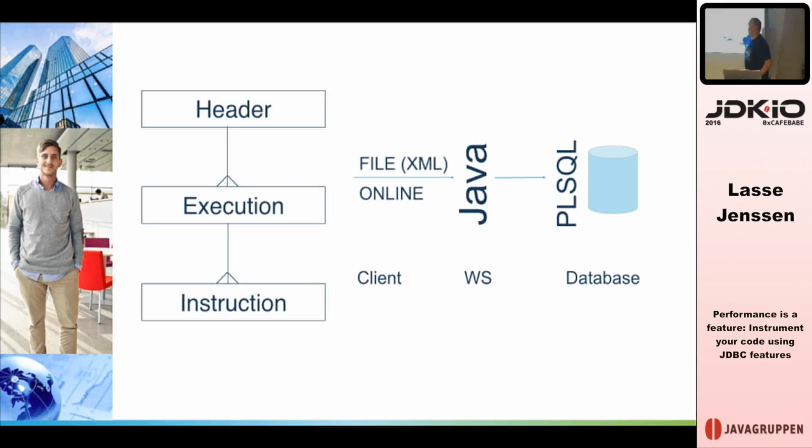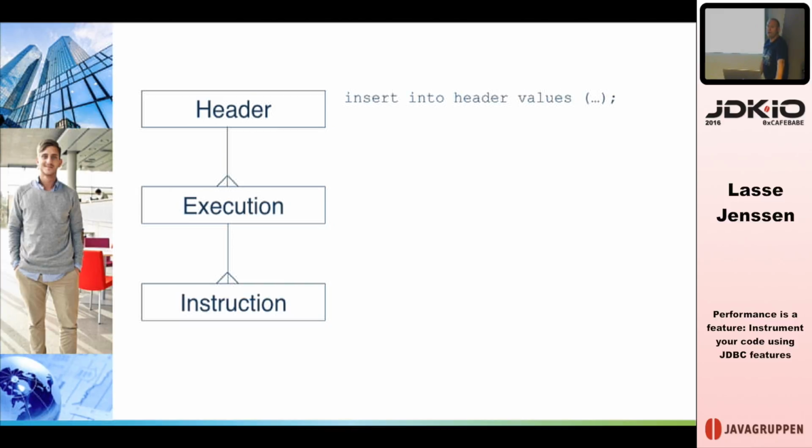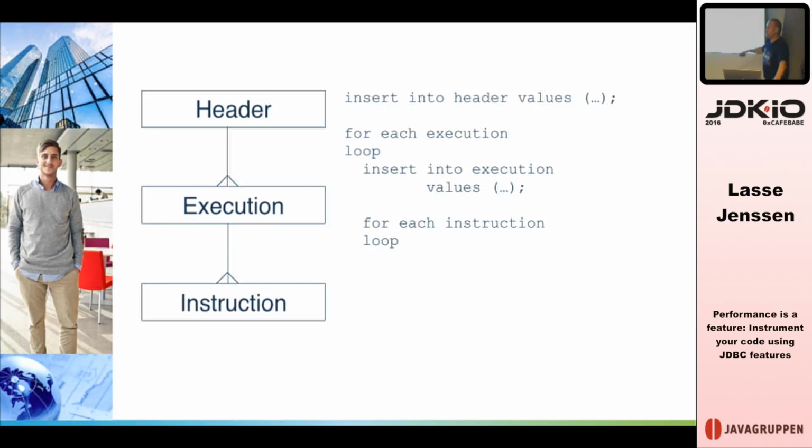And the interface here was, the client side was either online or a file came in, an XML file. And it was processed by a Java layer, a web service, and on the database side it was Oracle, using some PLSQL on the database. So what the coders did is that they wrote something that actually worked. It had the functionality. They did an insert into a header table. They looped on the execution, did an insert into execution, and they looped on the instruction part and did an insert into instruction. And of course, it did work. It was the requirement specified in the requirement specification, but could we do any better?